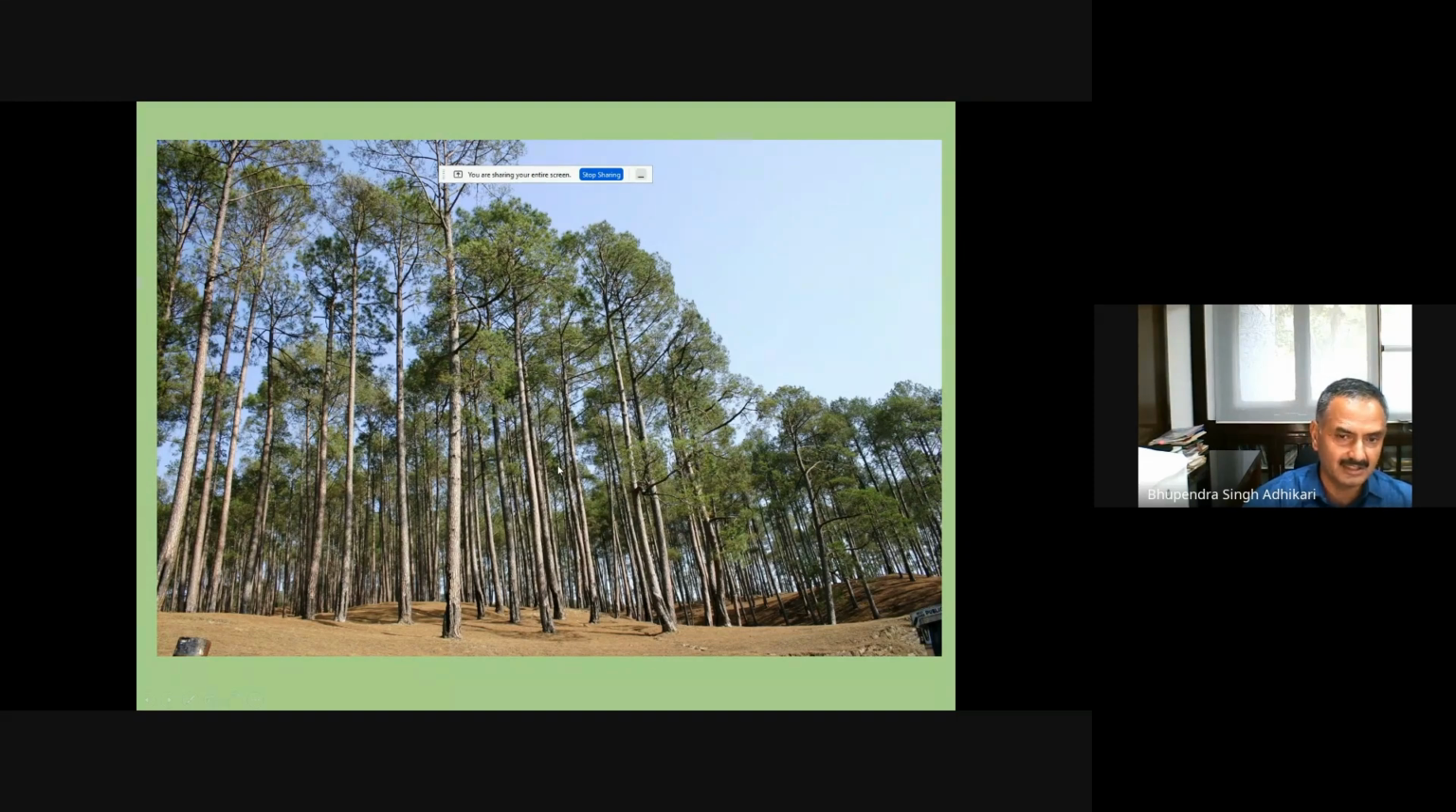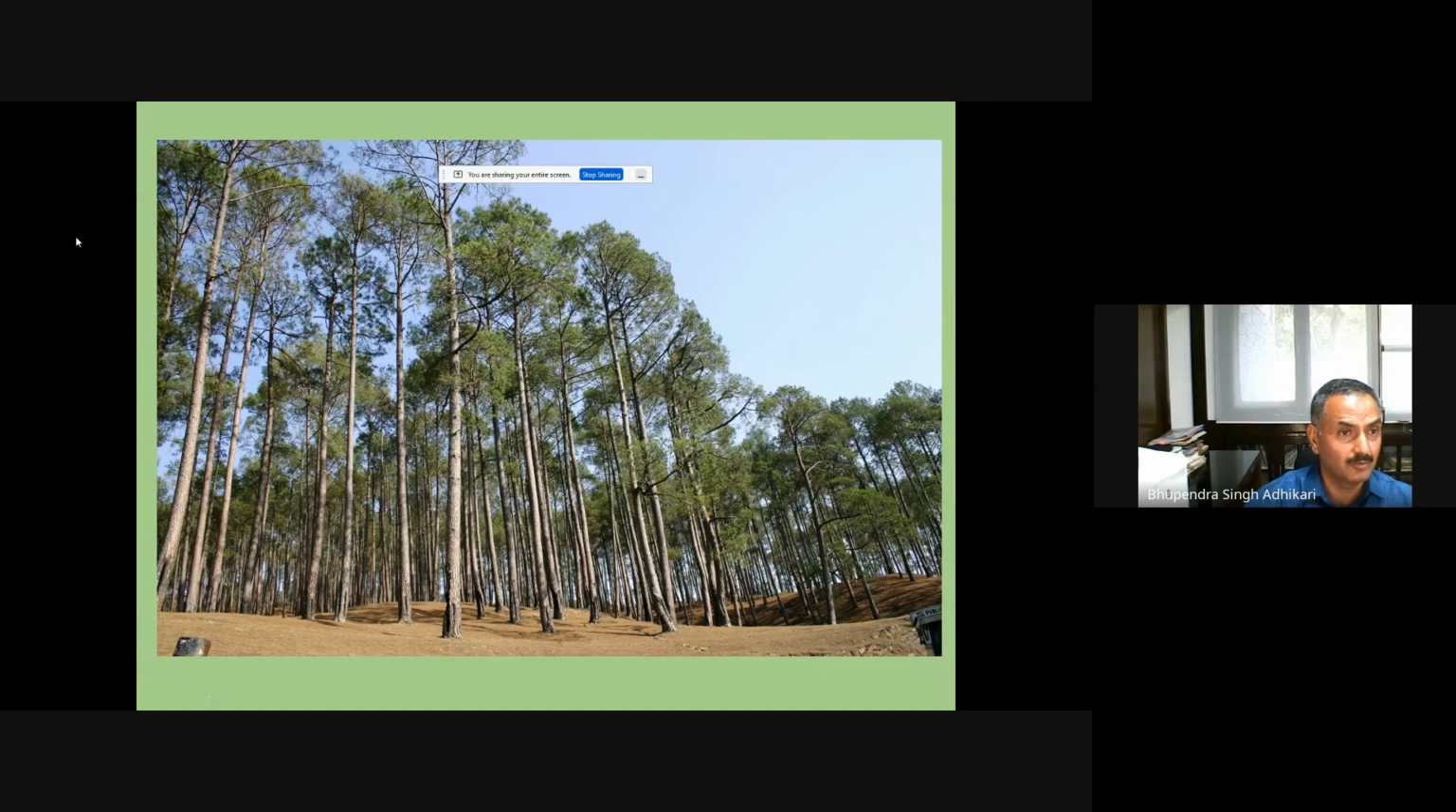We have seen this, which forms a very extensive forest, starting from 1,200-meter altitude and going up to 2,300-meter altitude on the south-facing slopes. As I said, 1,200 to 2,300-meter altitude, if you see, the Himalayan villages are mainly located in this particular belt.